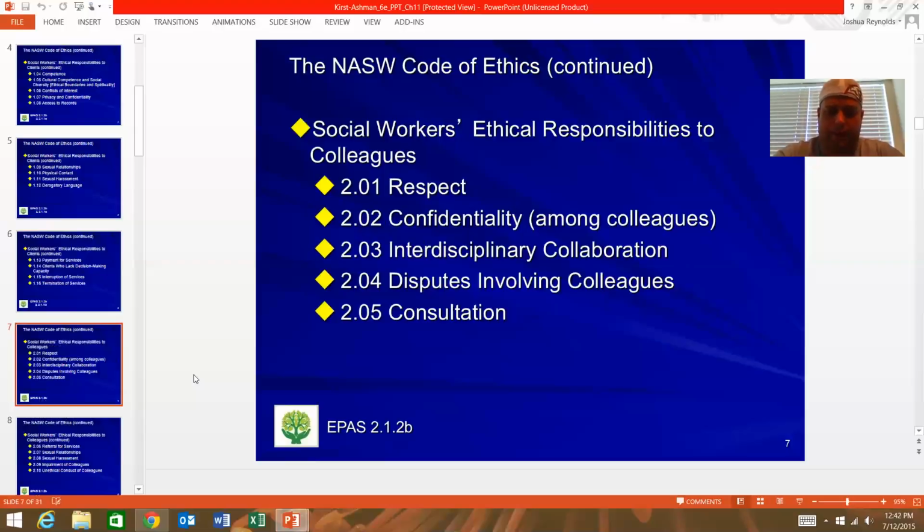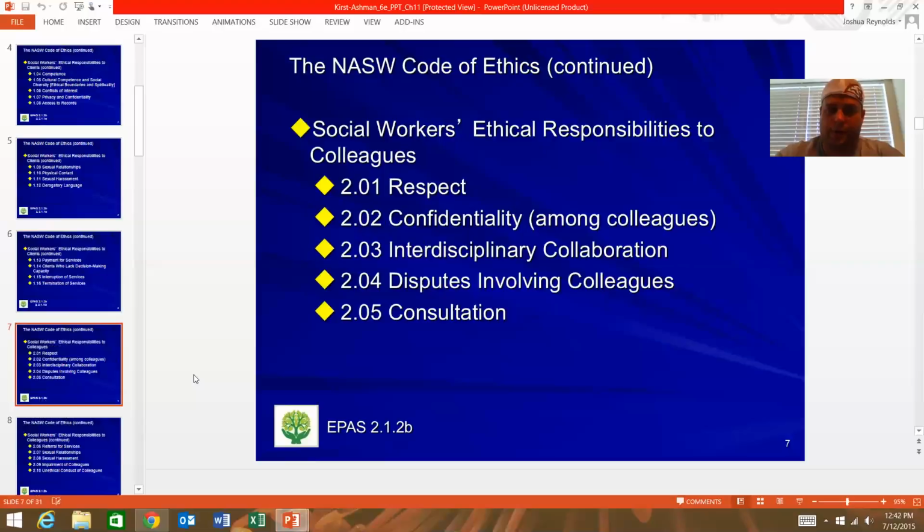But that's something that you want to be upfront with your colleagues about. Yes, I'd be happy to talk to you and consult with you. Just know that, just like with clients, there are limitations to what can happen. And if you set that expectation up front, it doesn't make it easy necessarily, but at least it makes it transparent.